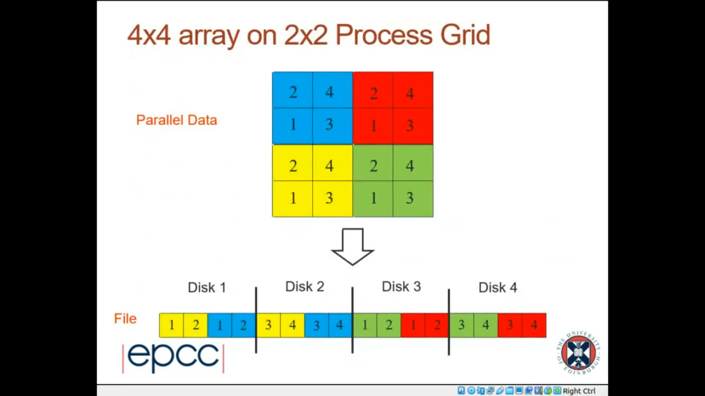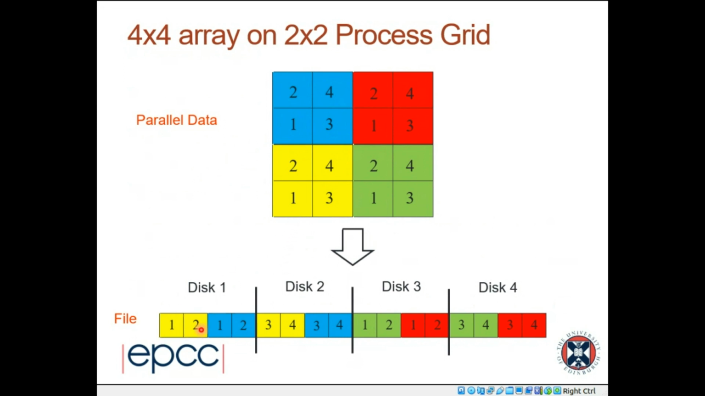So just to say why collective I/O is so important, here's my classic diagram of the 4x4 array on a 2x2 grid. Imagine that I've striped this file across 4 disks. If I do independent I/O, this yellow process has to write data to disk 1 and disk 2. So first of all, it's doing a couple of small transactions.